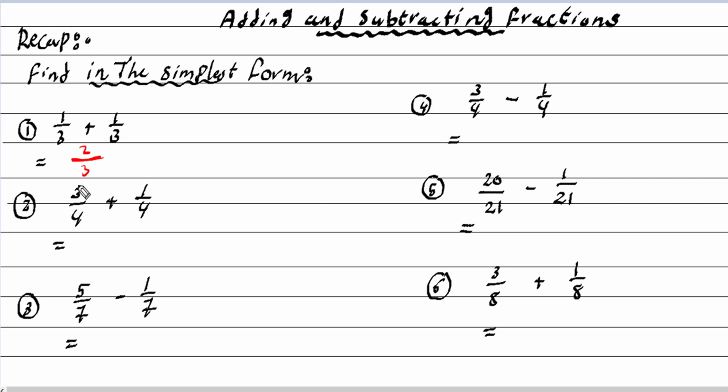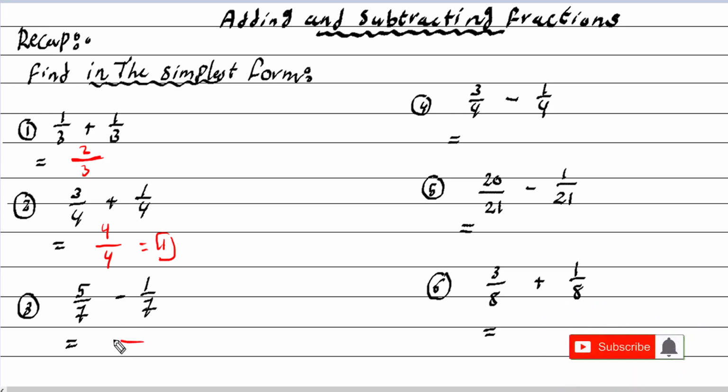In the same way, we have here 3 over 4 plus 1 over 4. Keep the same denominator, which is 4, and add 3 plus 1 equals 4. But we studied before, when we write a fraction, we must write it in the simplest form. 4 over 4 equals what? Equals 1.